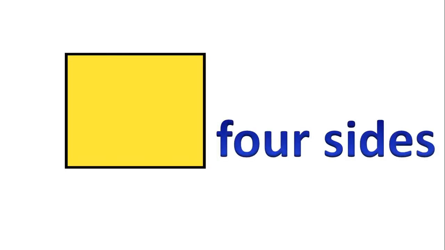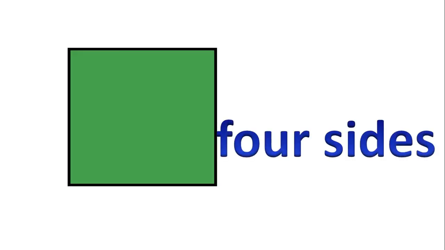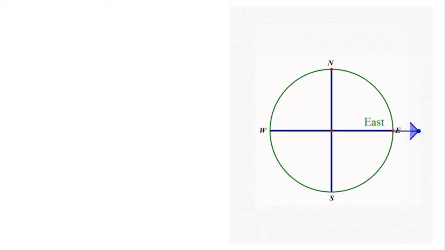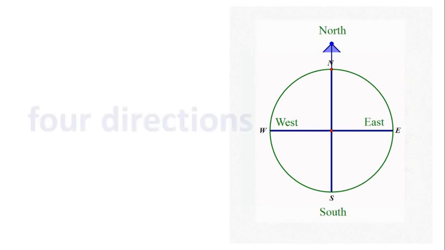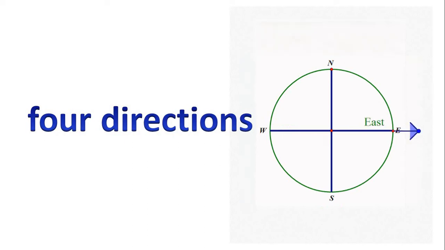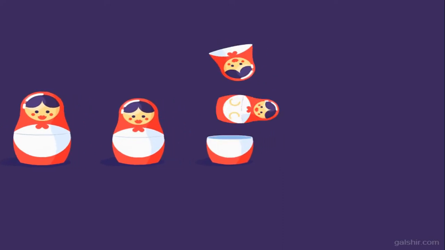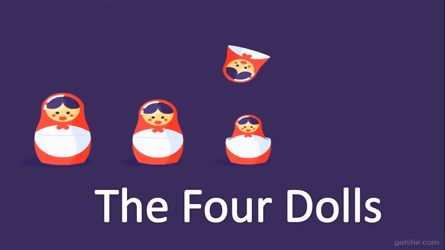Let's start our English class with the mathematical concept. Can you tell me how many sides a square or a rectangle has? Could you guess? 4 sides. Very good. And now let's move towards EVS. Could you name the 4 directions? North, East, South and West. So we have 4 directions. And children, do you remember which chapter you have just read? The name of the chapter is The 4 Dolls.